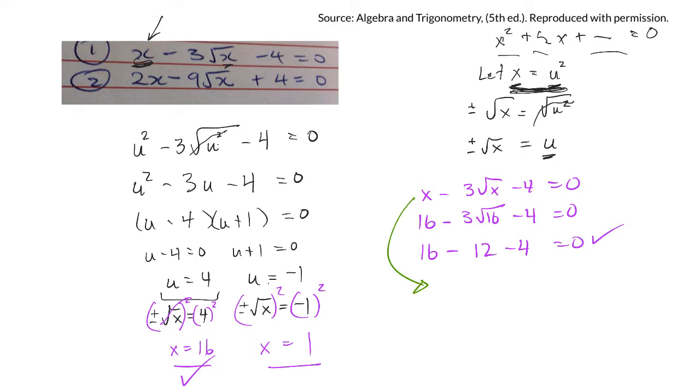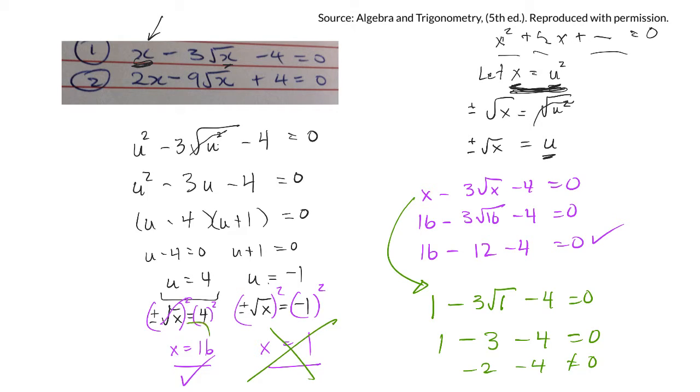So here I'm going to put a 1 in for x, minus 3 times the square root of 1, minus 4 is equal to 0. So 1, square root of 1 is 1. 1 times 3 is 3, so it would just be 1 minus 3 minus 4 equals 0. 1 take away 3 is negative 2. Negative 2 take away 4, that's not 0. So this answer is not correct. My only answer is going to be 16.